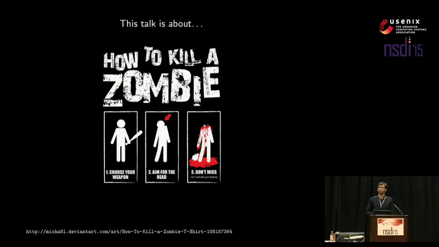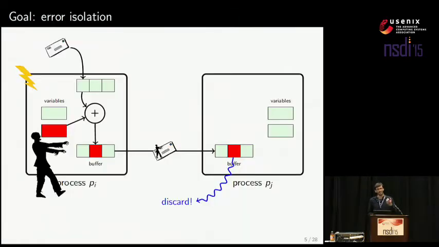What we want to do here is not to kill zombie processes, not to stop them. We just want to isolate these processes from correct processes, in the following sense: once a correct process receives a message from a zombie process that is corrupt, it is able to identify that this message is corrupt, and it's able to drop that message. In this way, it doesn't change its state in an incorrect way. And we call this property error isolation.